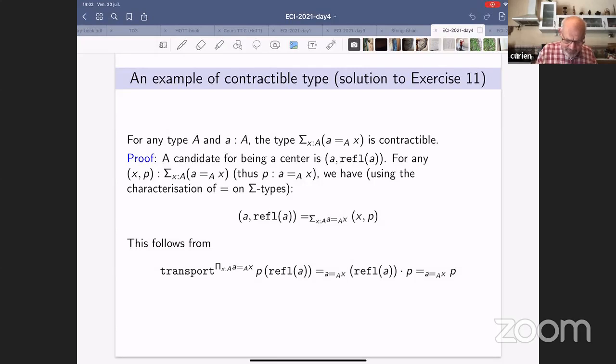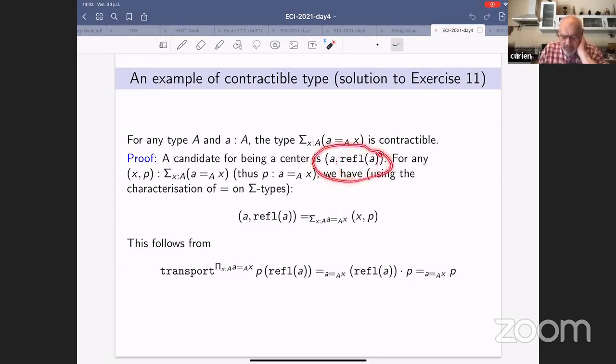Okay, so the exercise is to show that if you take a type A and pick an element X of this type, so you suppose that it is inhabited, then it is always the case that this type here is contractible. So the type which has as inhabitants a pair of an element of A and a proof that A is equal to X. And this type is contractible. So how do we prove this? Well, first we need to find a center. But we already have a chosen inhabitant in A, so we could pick it, and then we just need to find a proof that A equals A, and we take reflexivity.